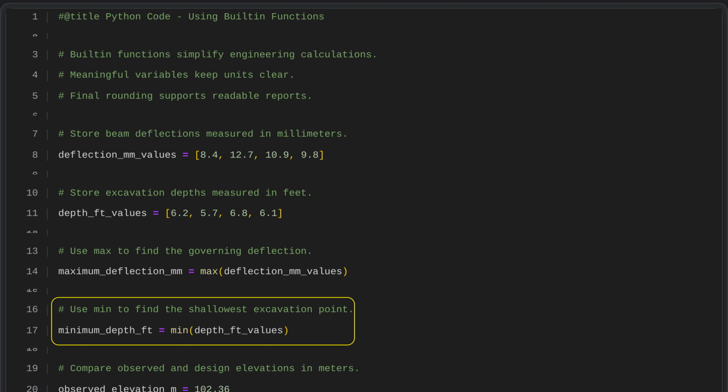To find the shallowest excavation point, use the minimum function on the list of depth measurements. It returns the smallest depth value, which can then be saved and used later in calculations or reports.